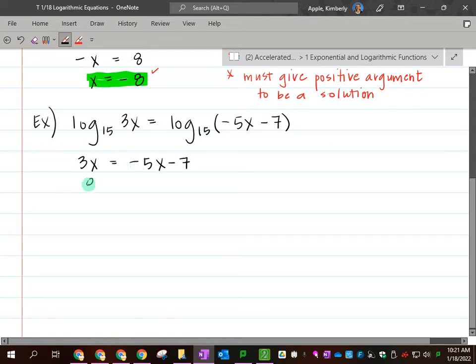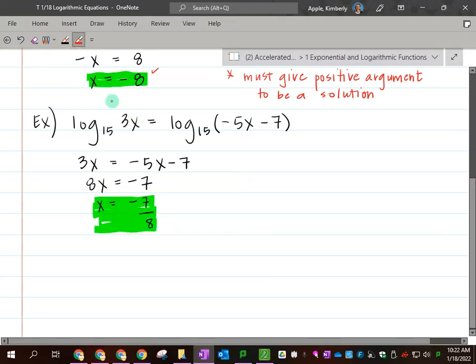Well, this will be 8x equals negative 7. So I just added 5x to both sides, right? We want all the x's on the same side of the equation. Divide both sides by 8, and you end up with negative 7 over 8. And this is our potential solution, but we got to go check and make sure it's good.